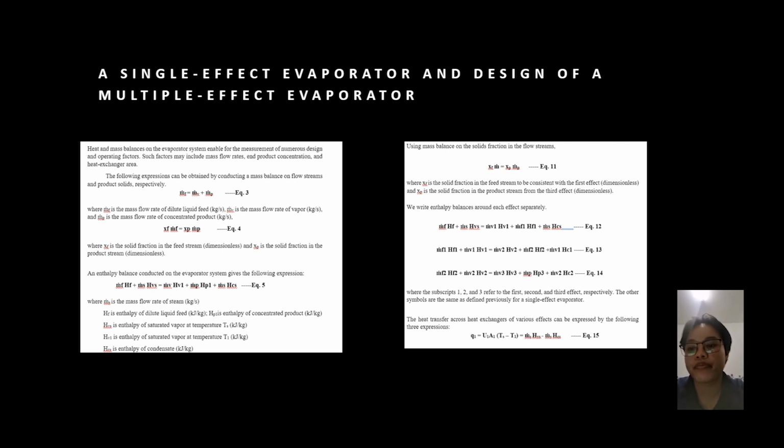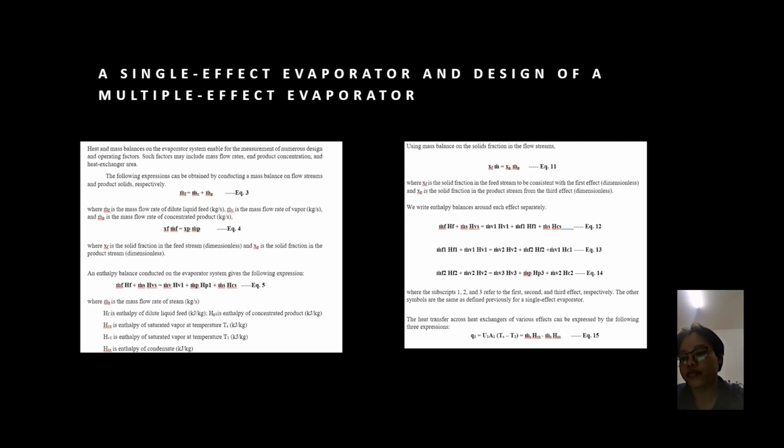product stream. And an enthalpy balance on the evaporator system gives the following expression, where equation 5 is mF hF plus mS hS equals mV hV plus mP hP plus mS hCS. This is equation 5.